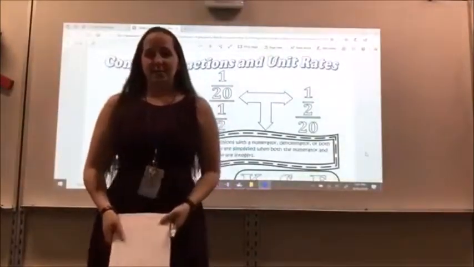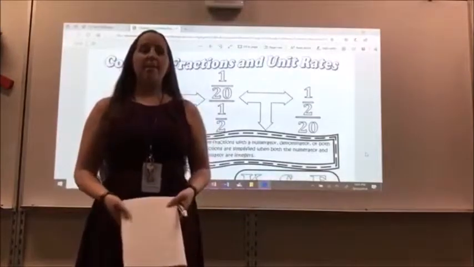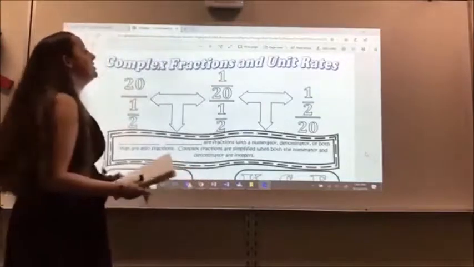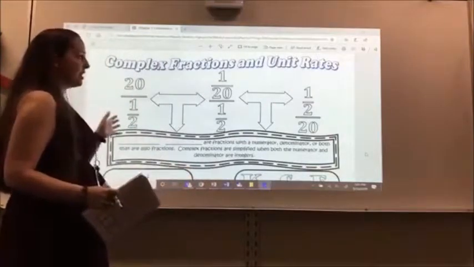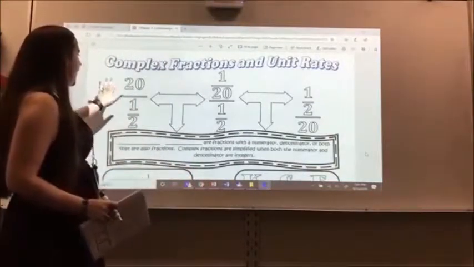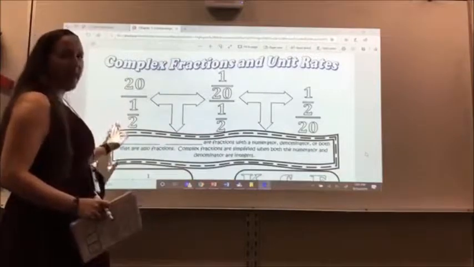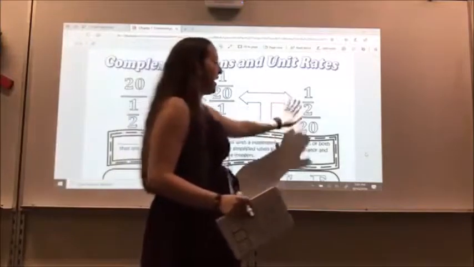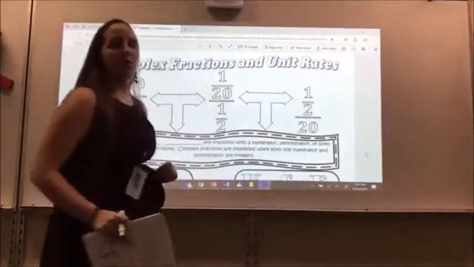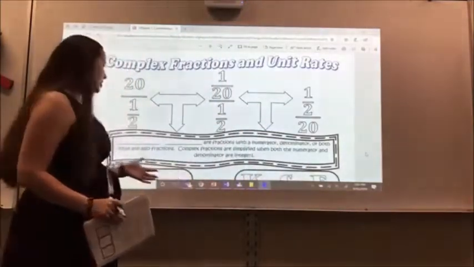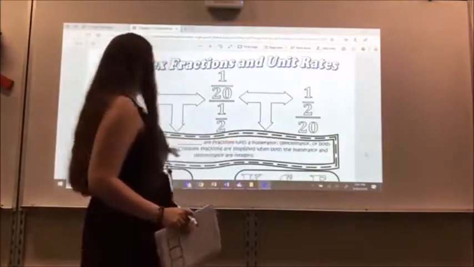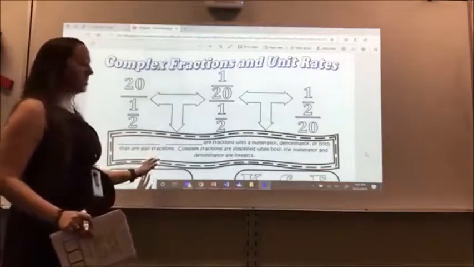All right, so this is Chapter 1, Lesson 2, Complex Fractions and Unit Rates for grade math. You can see a couple examples of complex fractions. The first one I have is 20 divided by 1/2, 1/20 divided by 1/2, or 1/2 divided by 20. The definition for a complex fraction is fractions with a numerator, denominator, or both that are also fractions.